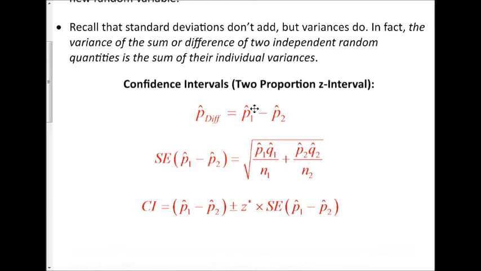And therefore, putting that all together into our confidence interval: the sample difference, p hat 1 minus p hat 2, plus or minus your z-score, your critical value (remember, we found that using inverse norm), times the standard error of the difference, which is this guy right here.